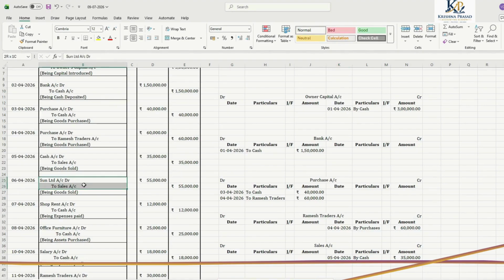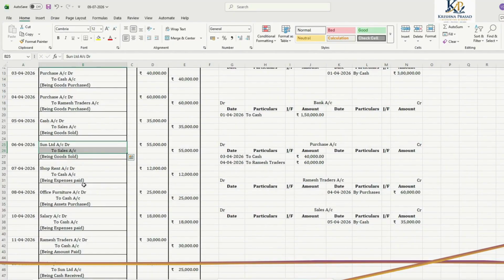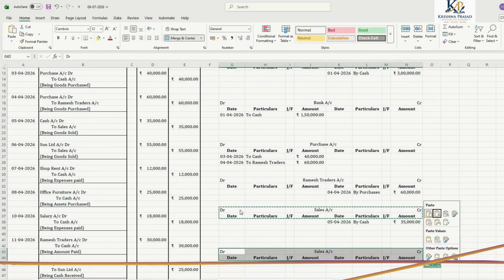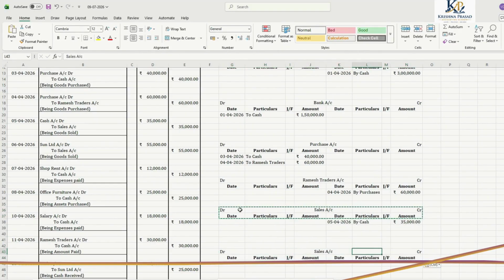So next, coming with the Sun Limited account data to sales account. That means we need to create the Sun Limited account and sales. But the sales account is already there, right? No need to create.